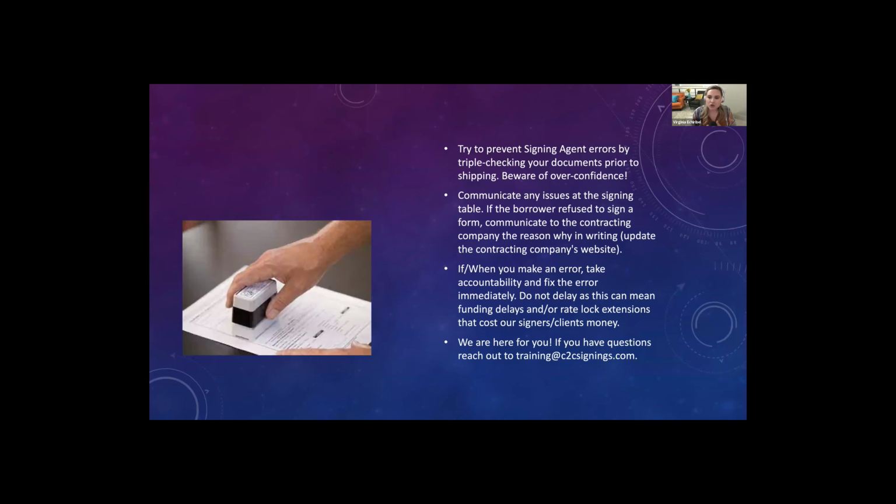And then before you ship the documents, you're also checking them. So I would say at the signing table, when you're in your car and before you ship, that's 3 checks.